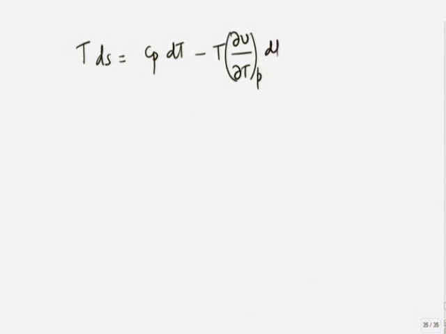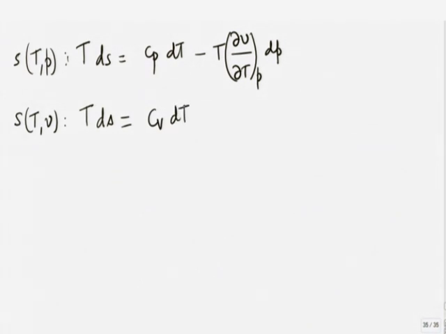Now, I will quickly go through 2 and 3. We have just now derived that TdS is Cp dT minus T dV by dT at constant P, dP. This we did by considering S to be a function of T and P. In the second problem, we consider S to be a function of T and V, and you will get the second TdS relation, which will turn out to be Cv dT plus T partial of P with respect to T at constant volume, dV.